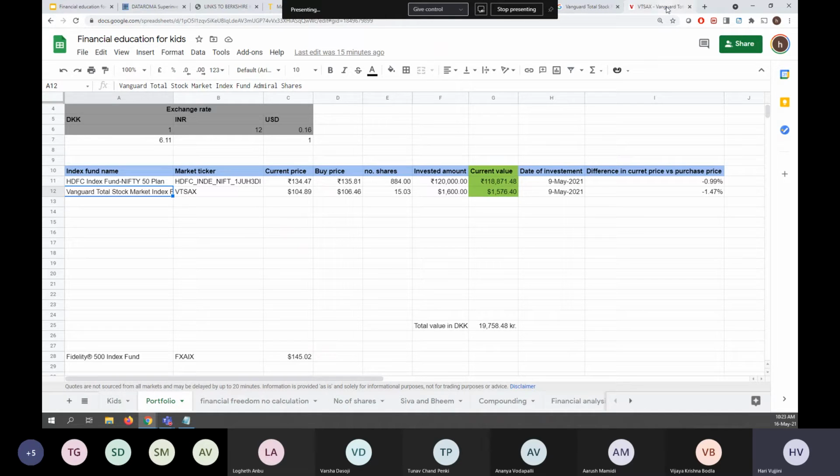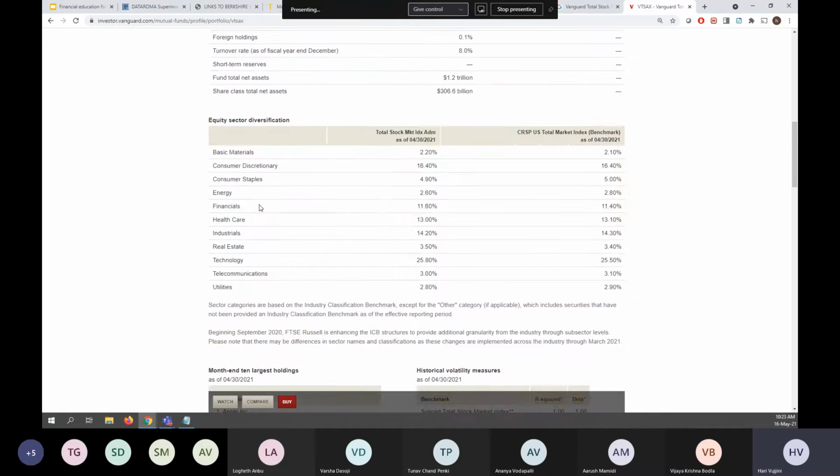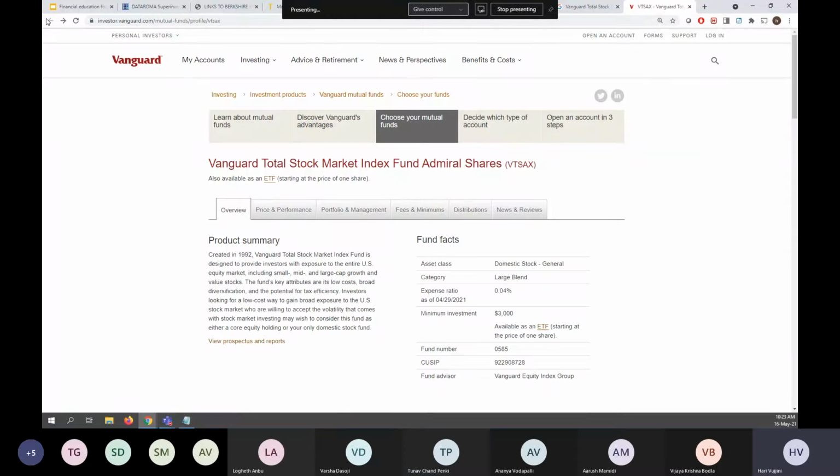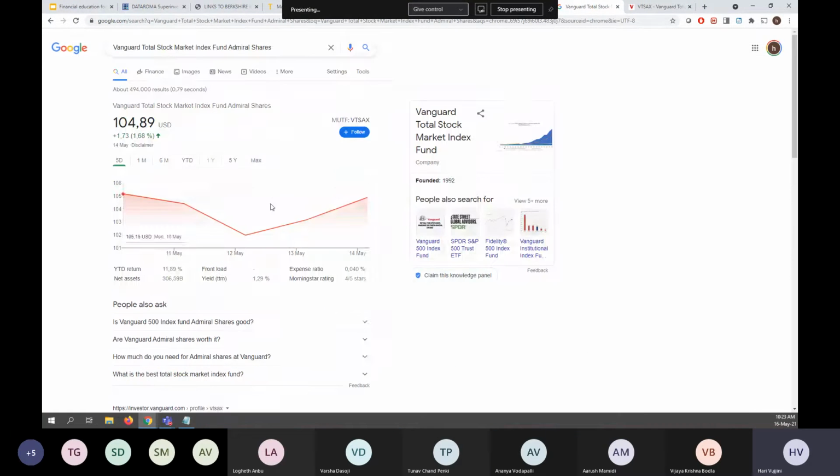I think you are asking about the graph, right? I think it was showing me the graph here. If you go to Google and search for Vanguard Total Stock Market Index, you see they have 5 days, 1 month, 6 months, 1 year, year to date. Year to date is from 1st of January till the date when you are checking.